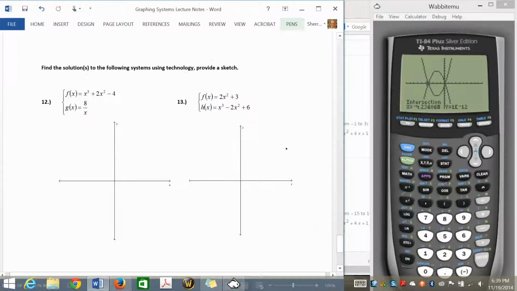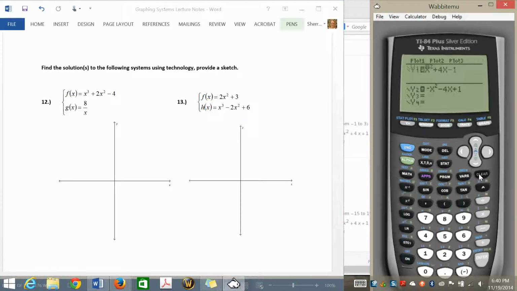All right, let's try the next one. Here's another equation, x cubed plus 2x squared minus 4. We're just going to go back to the y equals screen, clear out all the equations that are there. We want a fresh start. For y1, we will enter x cubed, and I think I hit the power button twice there. There we go. X cubed plus 2x squared minus 4 is my first function. 8 over x is my second function. And let's graph it and see how it looks.